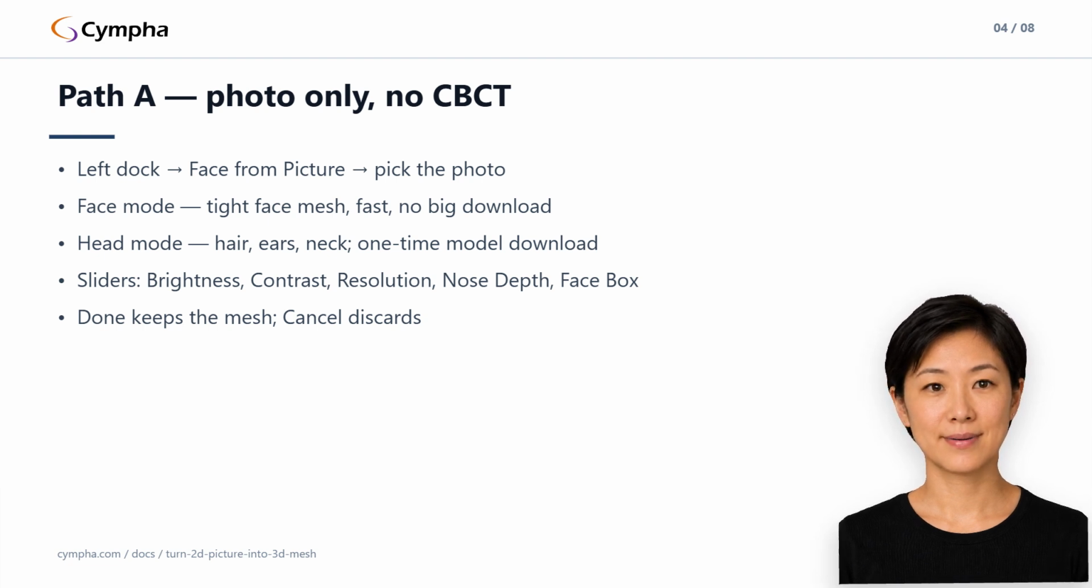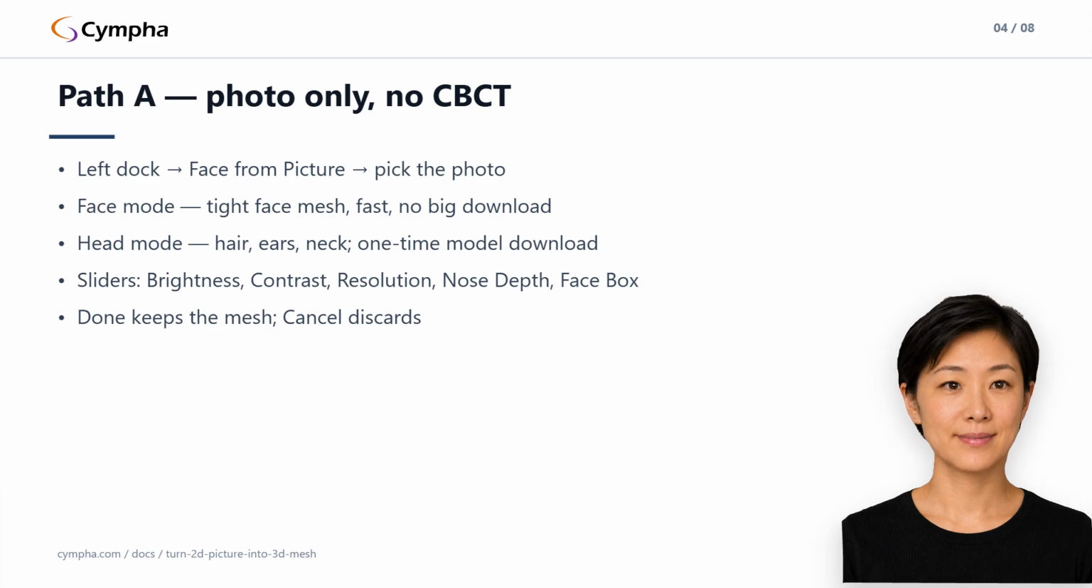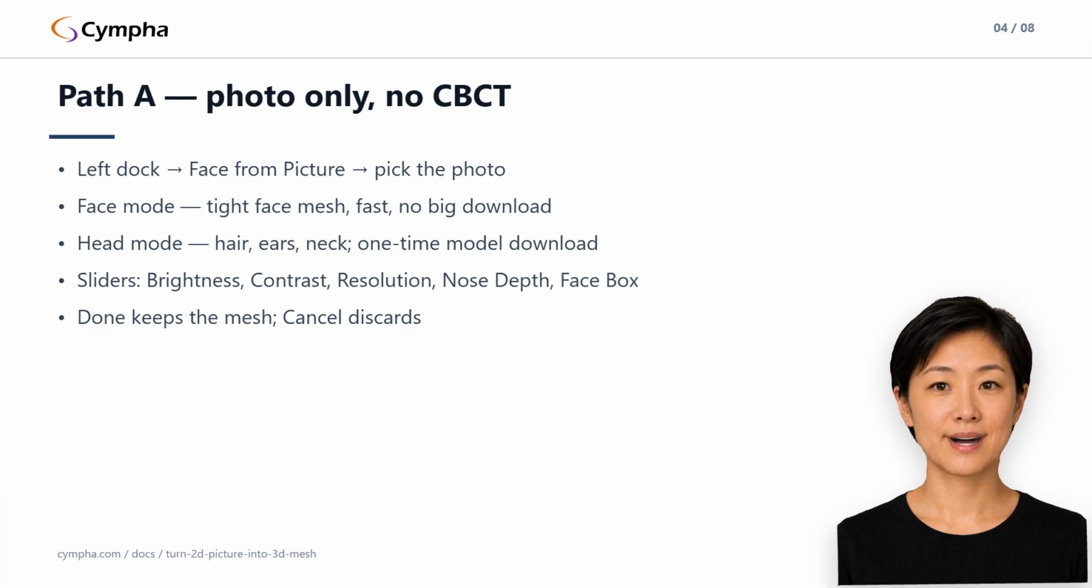Then the sliders: brightness and contrast retone the photo, resolution sets triangle density, rerunning on release, and nose depth, only on this path, pushes the nose in or out, without a CBCT to lock metric depth.